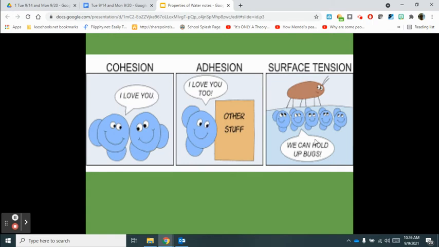Here's a picture to help you remember. Cohesion is water loves itself. It stays together. Just think about co-workers. They work together. Adhesion is like water being attracted to something else. So you're adding something else. And surface tension is when the water molecules stick together with their hydrogen bonds and light things can walk on them, such as insects. This looks like a potato bug.